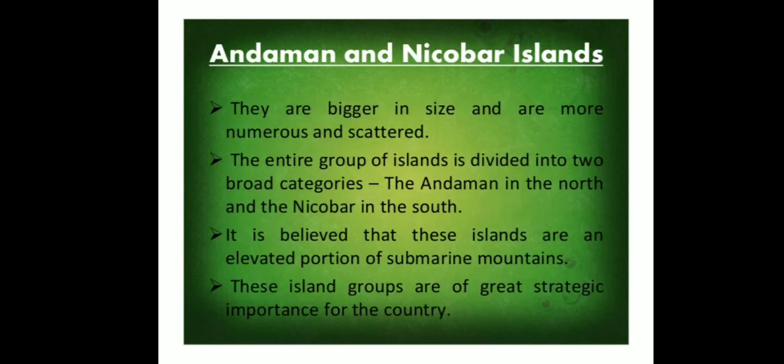After that, in the last, we have the Andaman and Nicobar Islands. They are bigger in size and are more numerous and scattered. The entire group of islands is divided into two broad categories, the Andaman in the north and the Nicobar in the south. It is believed that these islands are an elevated portion of submarine mountains. That means mountains that emerge from the sea. These island groups are of great strategic importance for the country.